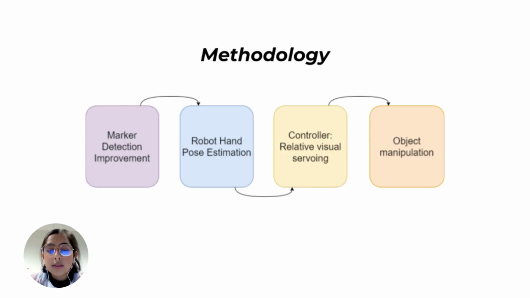Also, four stages were developed for this methodology. The first stage consists of the improvement of the marker detection, then the robot hand pose estimation using the previous improvement of the marker detection, then the design of a controller to reach different target points, and finally, the object manipulation, basically designing a state machine for the motion planning. I will explain those stages in the following slides.